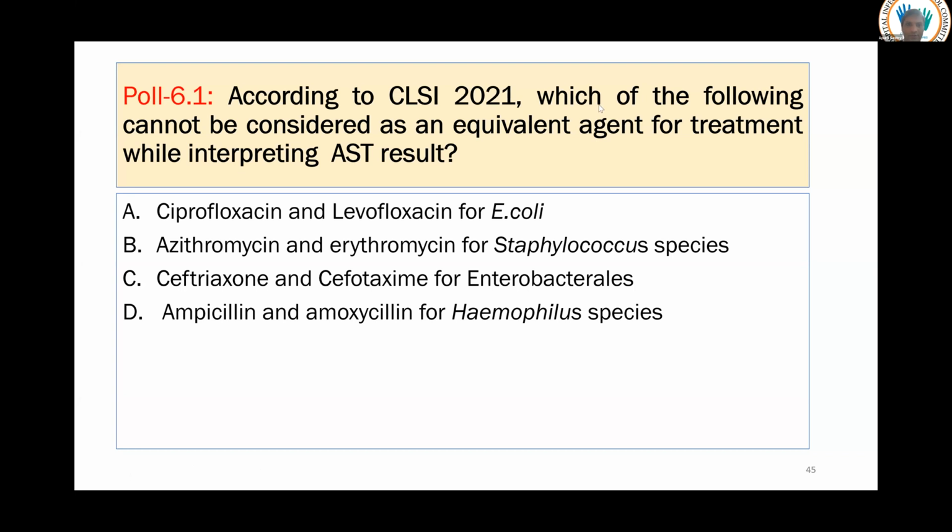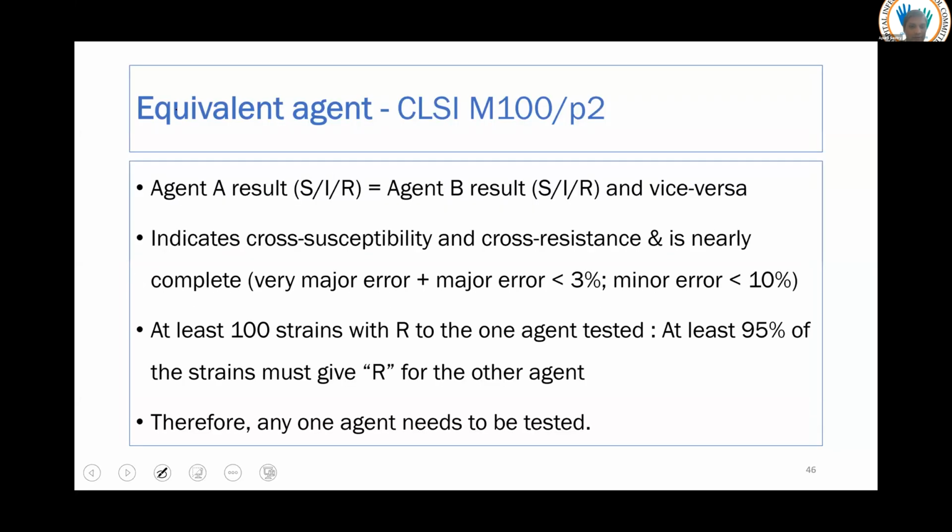So according to CLSI, which of the following cannot be considered as equivalent agent? So it's a negative question. As many of you answered, the first option is correct. So what do you mean by equivalent agent?